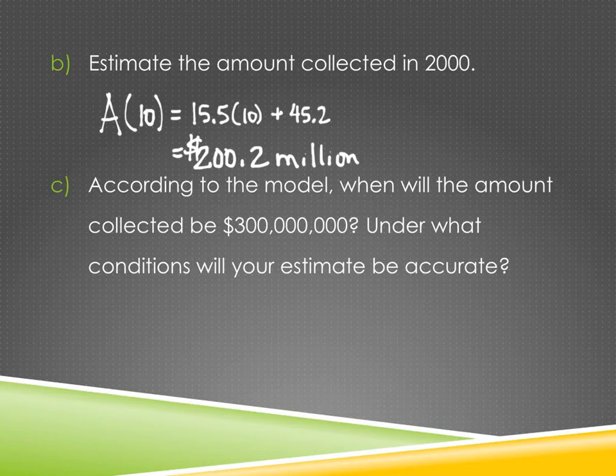Okay, part C. According to the model, when will the amount collected be $300 million? And under what conditions will your answer be accurate? So this is like a double question, right? Start with the first part. When will it be equal to $300 million? What is this asking me to do? It's asking me to plug in an output, right? When will this equation's output be equal to what? 300. Remember, your output is in millions, so I'm looking for this to equal 300, because 300 means 300 millions.